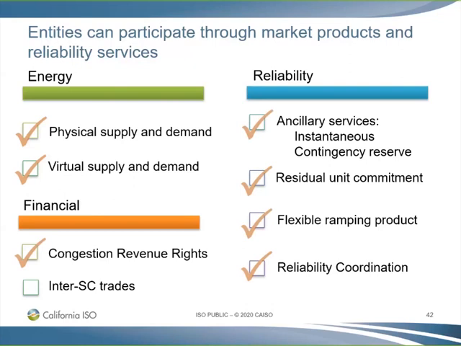Over under the financial tab or section, congestion revenue rights are financial instruments made available through allocation and auction processes that enable the rights holders to manage congestion cost variability based on locational marginal pricing. These rights are acquired primarily for offsetting congestion costs that occur in the day-ahead market.